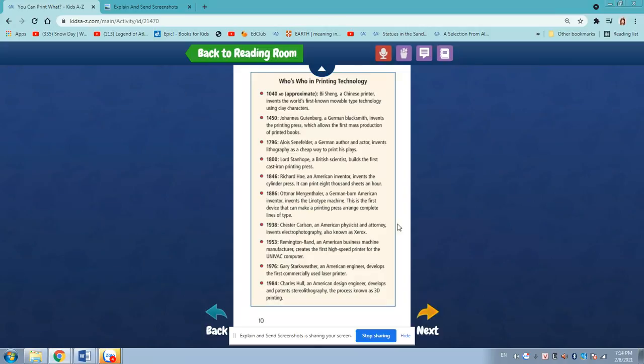Who's who in printing technology? Around 1040 AD, Bai Sheng, a Chinese printer, invents the world's first known movable type technology using clay characters. In 1450, Johannes Gutenberg, a German blacksmith, invents the printing press, which allows the first mass production of printed books. In 1796, Alois Senefelder, a German author and actor, invents lithography as a cheap way to print his plays.